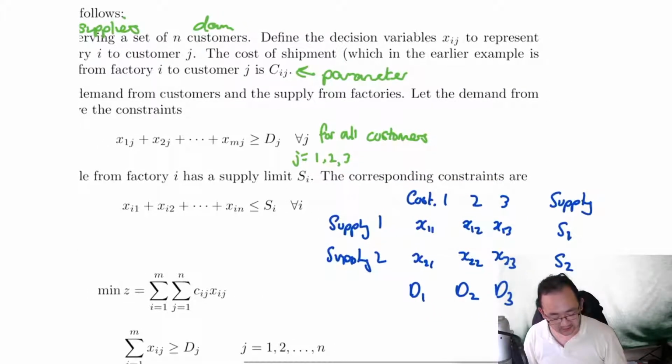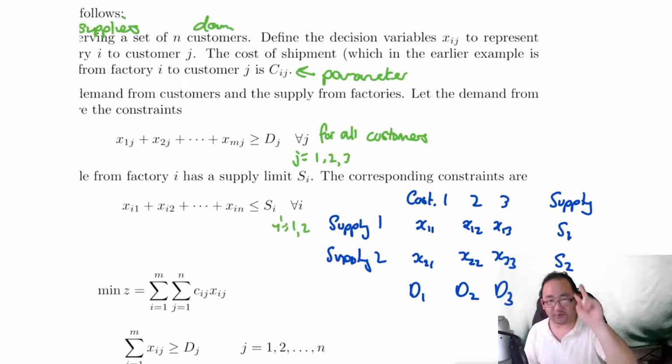So similarly, for supply, we have a similar scenario happening. Notice the indexes with i, so i1, i2, in, and then s_i for all i. So what's happening there is that we are going by the different dimension now, where i is equal to 1 and 2, because we've only got 2 supplies in the example, and in this case we are going across the rows to formulate our constraints.